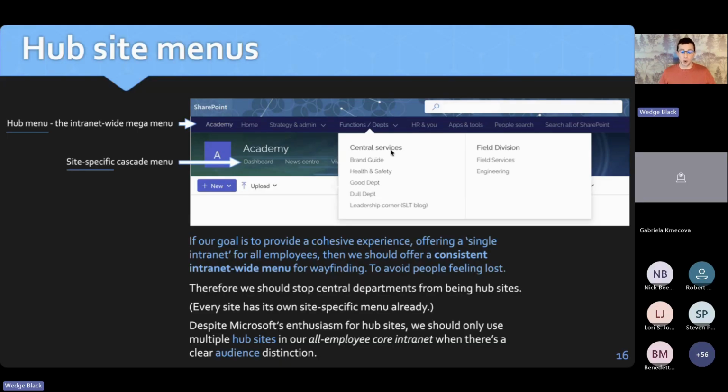So the fact is, when hub sites launched, we overly enthusiastically adopted them, meaning that our intranets often have multiple menus. And all I'm saying is, I think our goal might be to have one core intranet at least that's for all employees, central services, that offers one singular menu so that nobody feels lost.